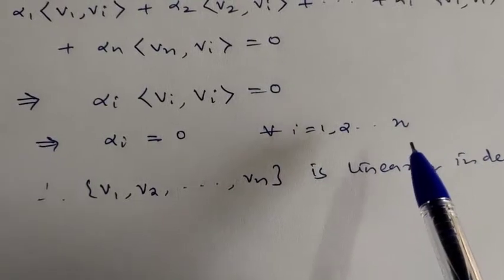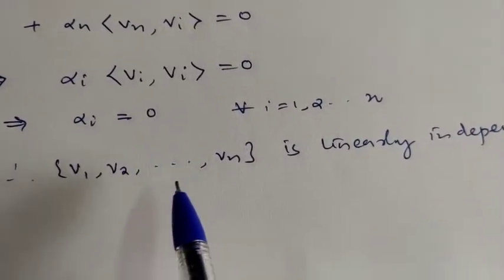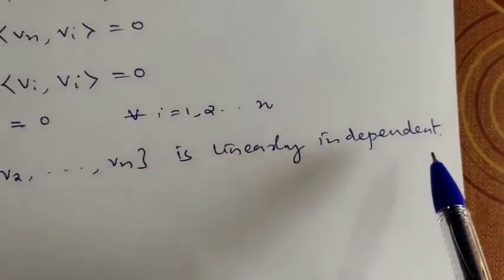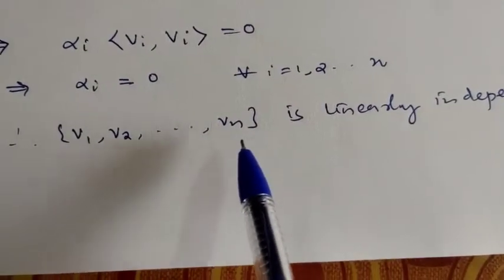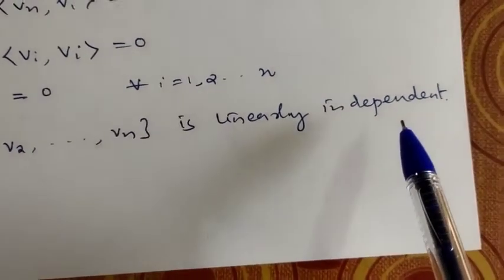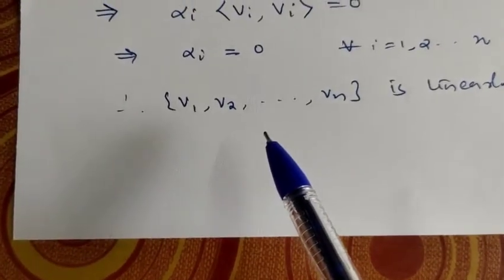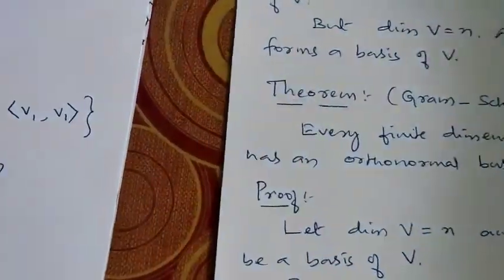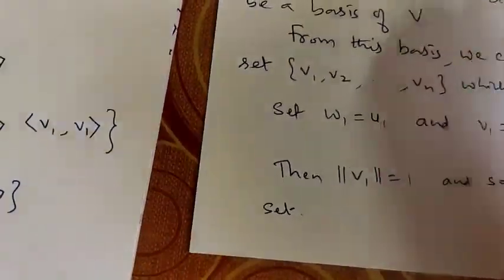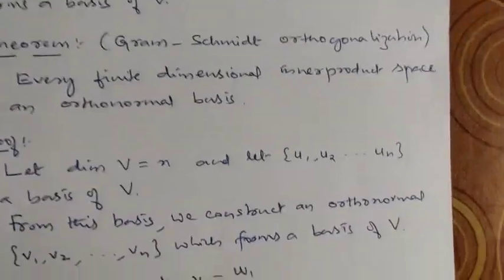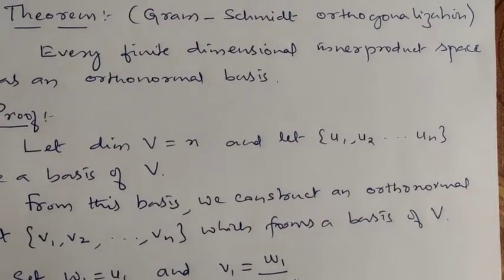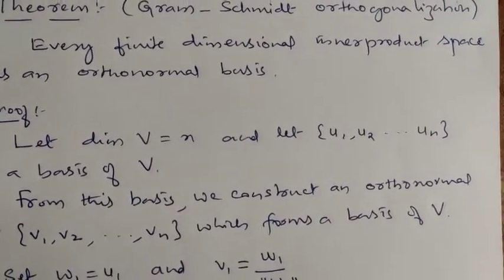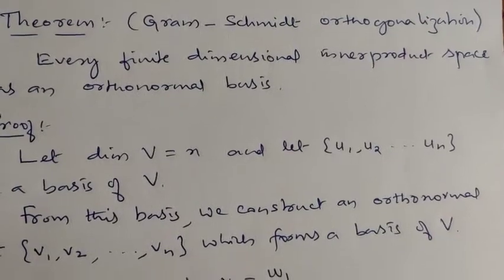Each alpha must be 0, which means v1, v2, etc., vn are linearly independent, or the set v1, v2, etc., vn is a linearly independent set. So an orthonormal set of vectors in an inner product space V is linearly independent. Now, if an orthonormal set of vectors is linearly independent, can it be made into a basis of an inner product space V?